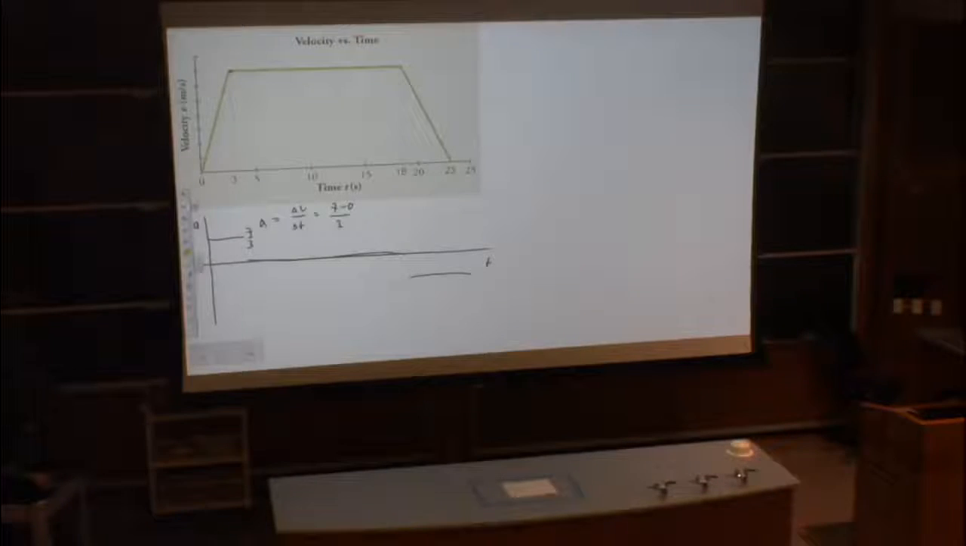The acceleration here should be equal to, again, delta V over delta T, 0 minus 7 over 23 minus 18, negative 7/5. So what about the graph for the position as a function of time? Well, theoretically, we know how it should look.